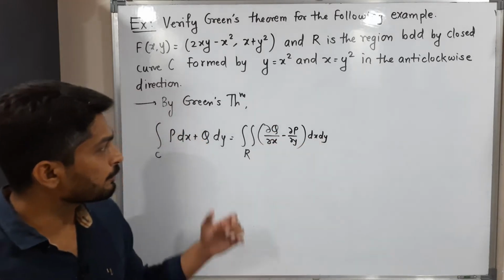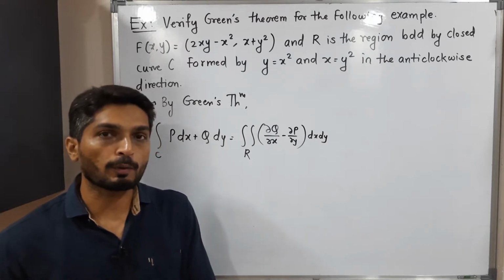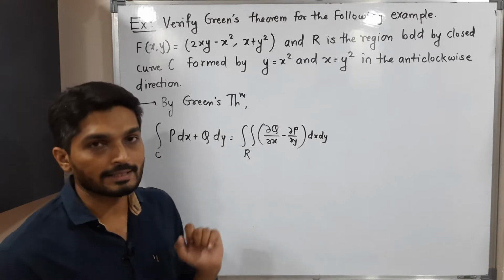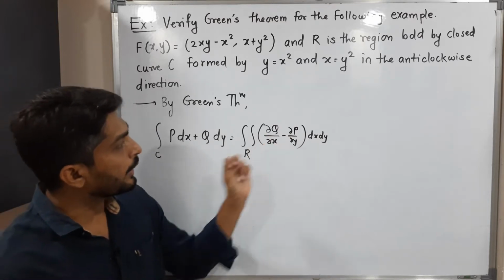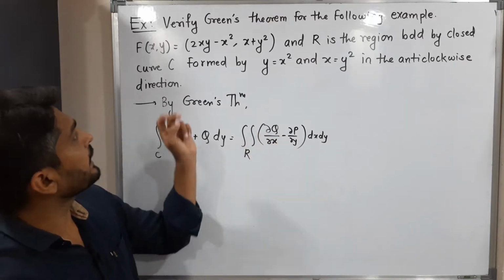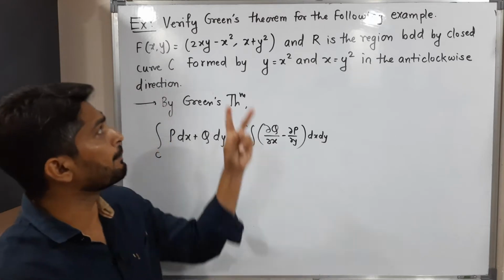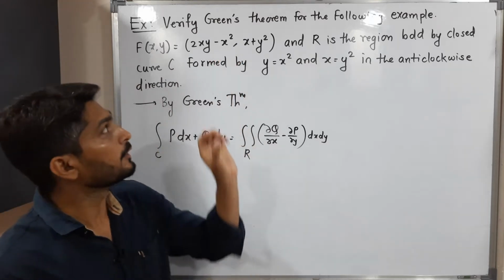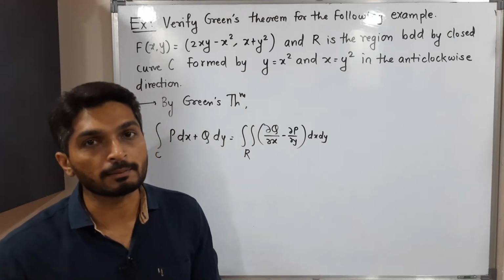We are going to find the values of both sides, left hand side and right hand side. First of all, we will start to work on the right hand side. But for that we need to have P and Q. Have they given P and Q? Instead of P and Q, they have given a vector valued function f of xy. It has two components. The first component is nothing but our P and the second component is nothing but our Q.